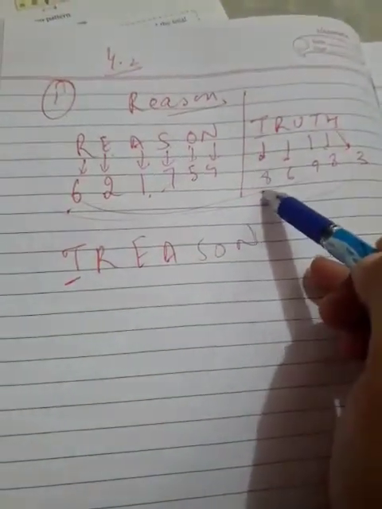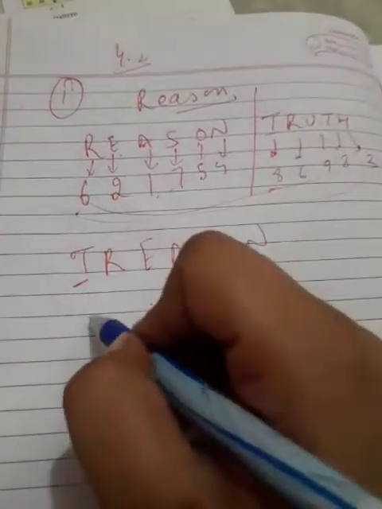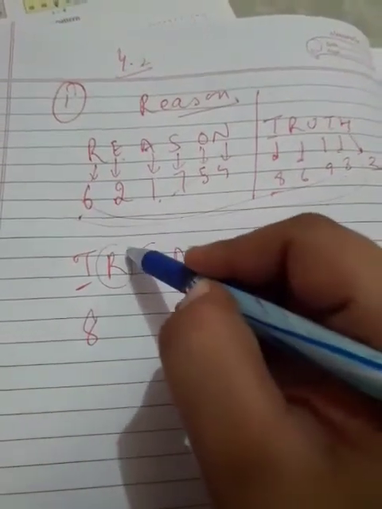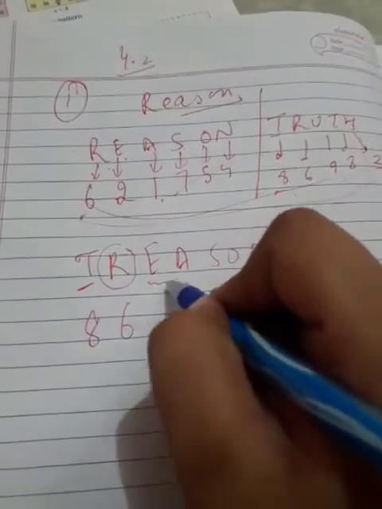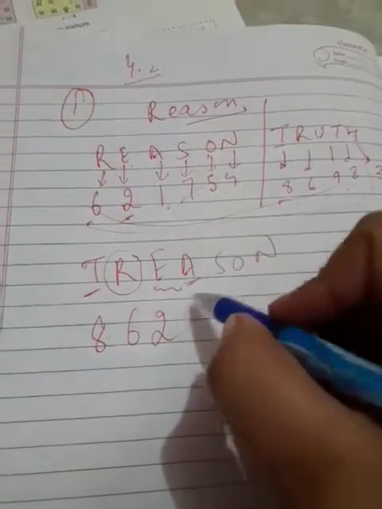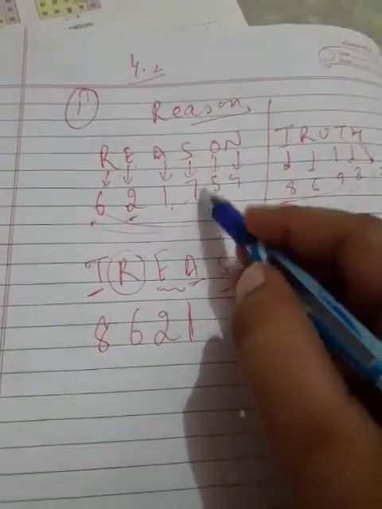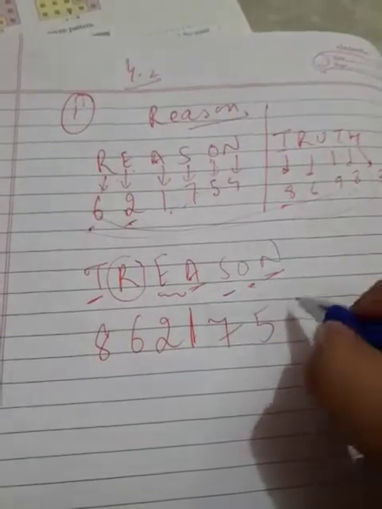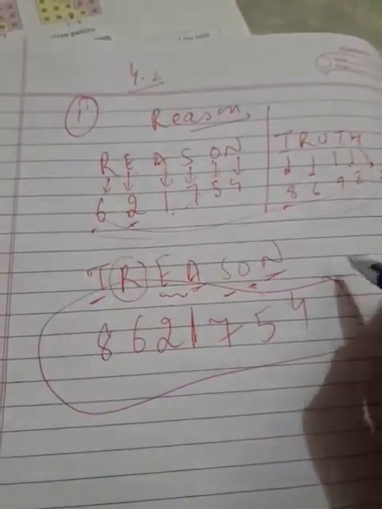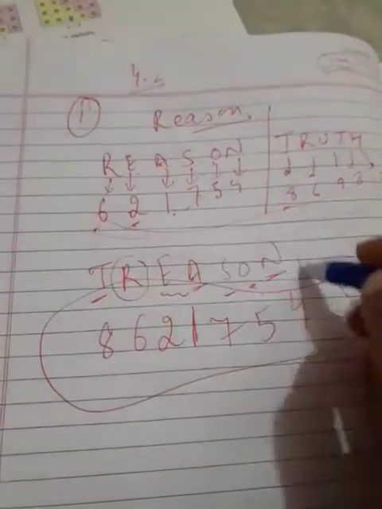Now what about T? This is 8. What about R? R is 6. Check this side also, R is 6. What about E? E is 2. What about A? A is 1. What about S? S is 7. Next alphabet O, O as 5. Next alphabet N, that is 4. So this is our code for the word.